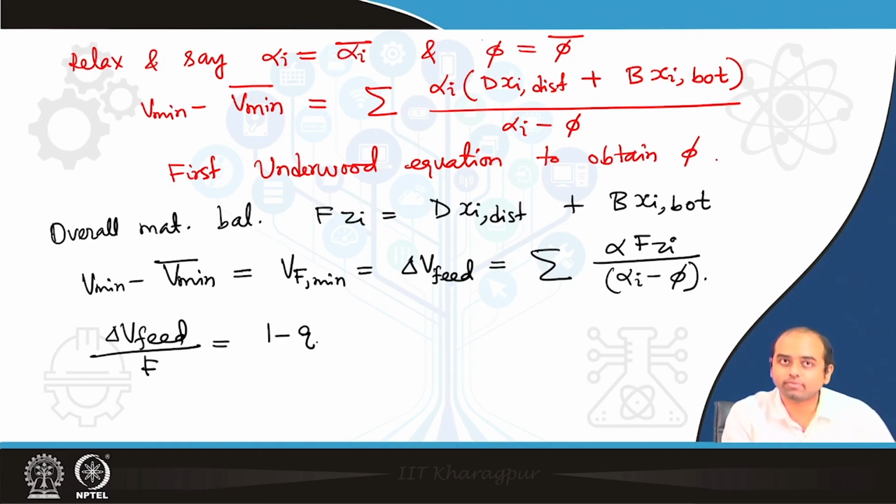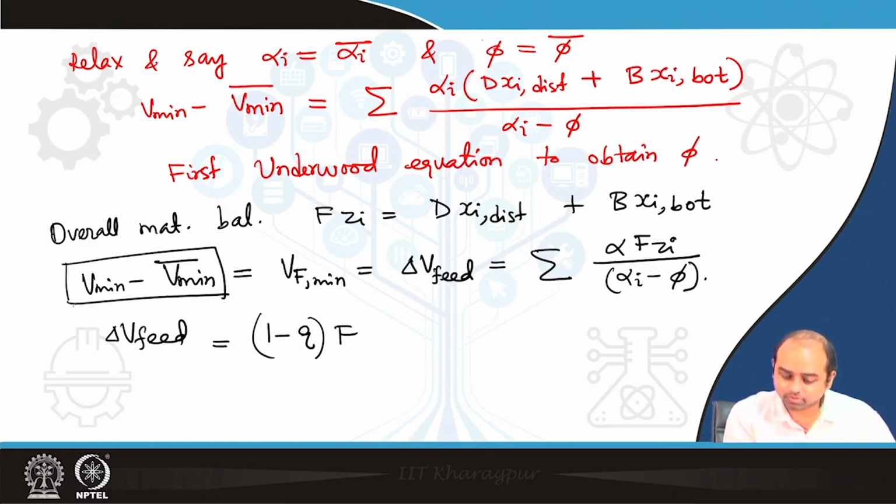All of you are aware of what we mean by q. q is the ratio of the amount of liquid component in the feed. So 1 minus q is the vapor fraction. So delta V feed is equal to (1 minus q) times F, isn't it? So that's how you will get this difference. So delta V is nothing but the difference of this quantity.